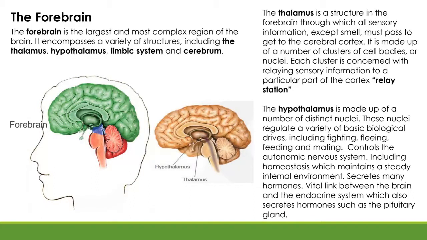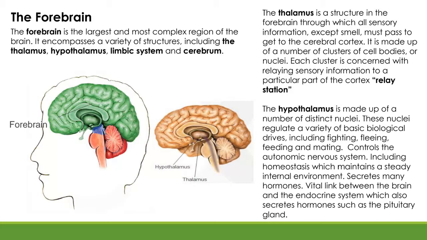The hypothalamus is also made up of distinct nuclei, and they basically regulate a variety of basic biological functions, including fighting, fleeing, feeding, and mating. It controls the autonomic nervous system. We've just spoken about the autonomic nervous system, and what controls it is the hypothalamus. It includes the physicality of homeostasis, which maintains a steady internal environment, and it secretes many hormones.